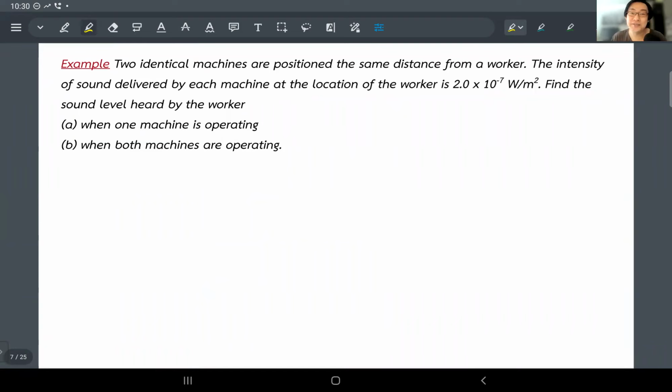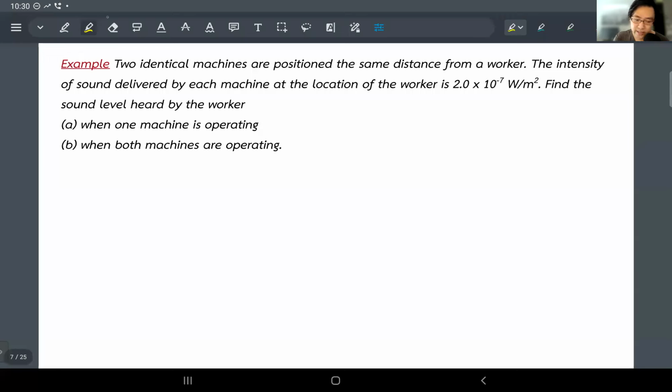I would say it's super different from what we did with the sinusoidal stuff, right? Just kind of cool and plain. All right, let's take a look at this example. Two identical machines are positioned the same distance from a worker. The intensity of sound delivered by each machine at the location of the worker is given.